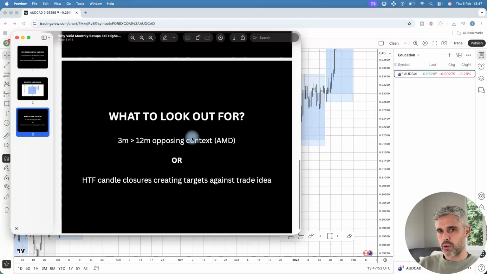So that's what we're going to look for. 3 to 12 month opposing context. Is there opposing AMD in process? Or higher time frame candle closures that create targets against our trade idea. And there's only a few times in the year this can happen because 3-month candles only close 4 times in a year. So this is not going to be a regular thing in your trading, but if you're swing trading, you want to be aware of it.